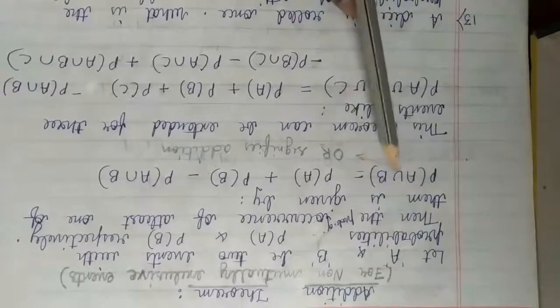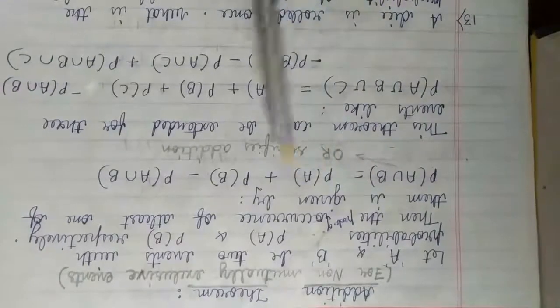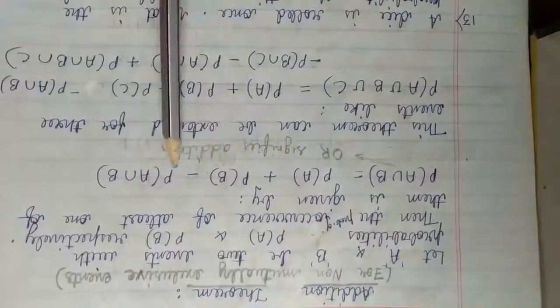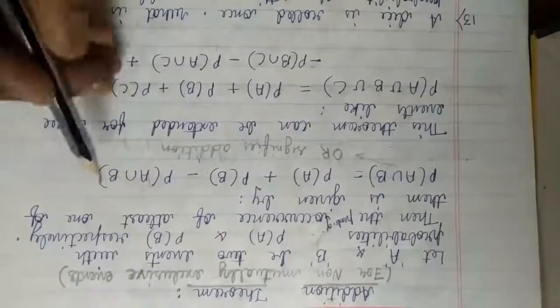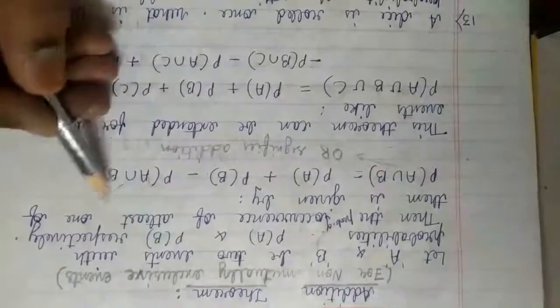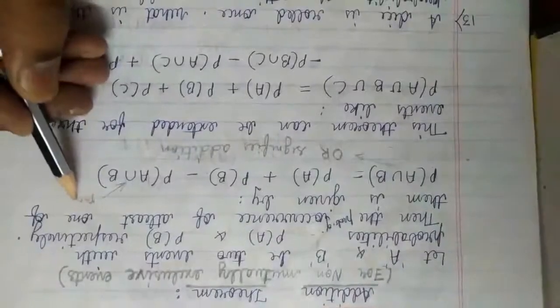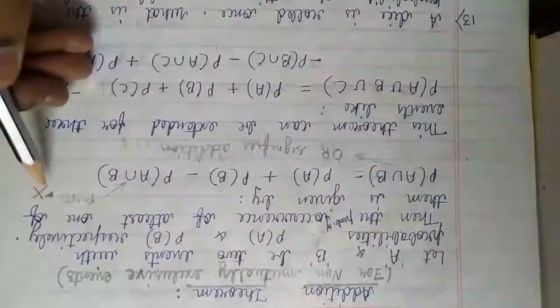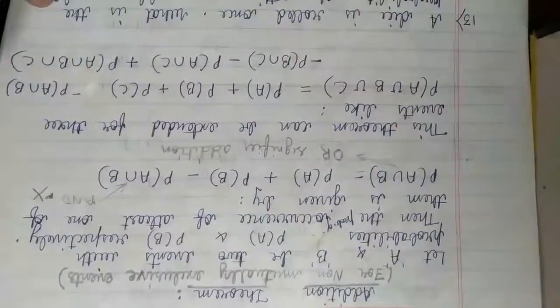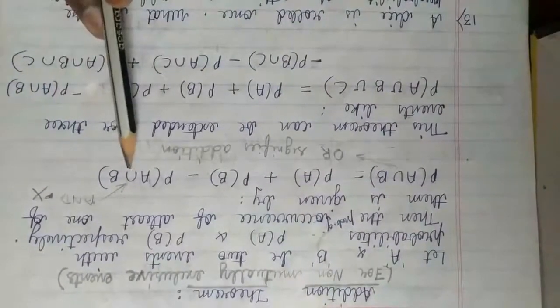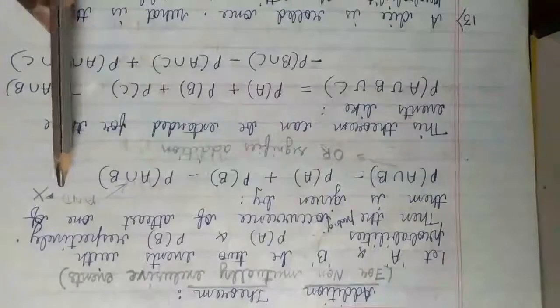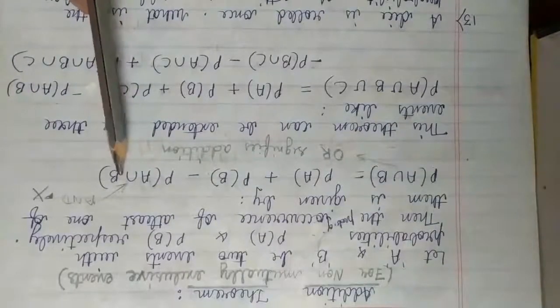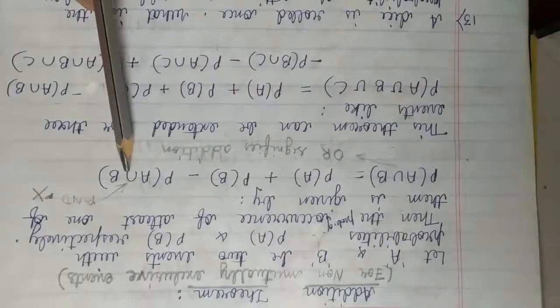So the probability of A union B is equal to probability of A plus probability of B minus probability of A intersection B. This intersection represents and, and it also represents multiplication. Fine. So whenever multiplication comes or you have and, then at that time you have to use the intersection sign.